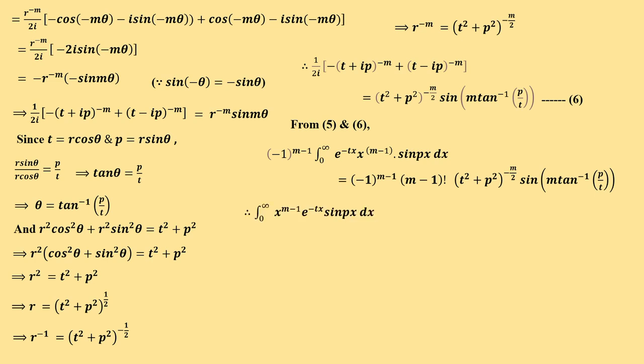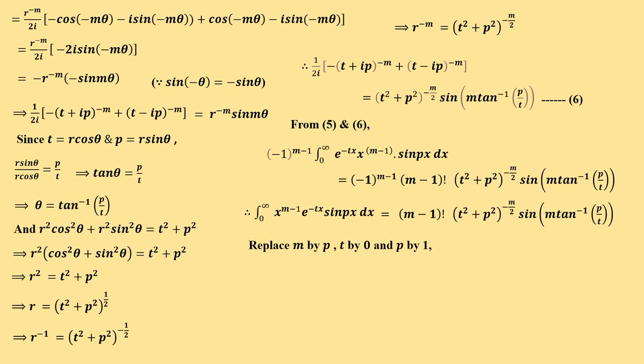Therefore, we are cancelling (-1)^(m-1) on the left hand side and right hand side of the equality. So you will get integral 0 to infinity x power m minus 1 e power minus tx sin px dx, which is equal to (m-1) factorial (t square plus p square) power minus m by 2 sin(m tan inverse of p by t).